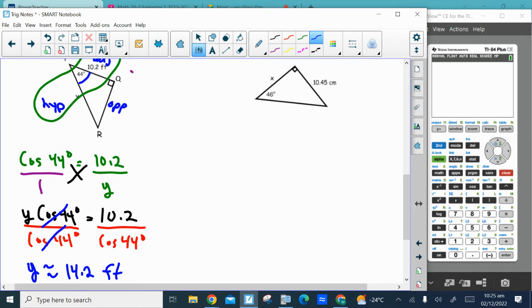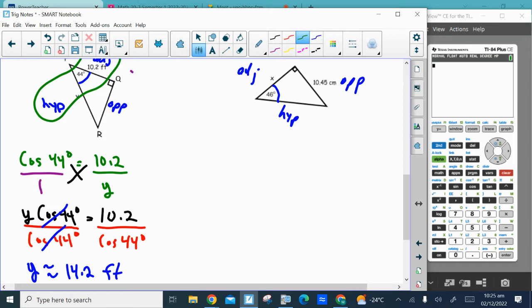Looking at the next one. First step, label the sides. Our right angle's at the top here. The side across from that is the hypotenuse. We're given this angle of 46 degrees, so we're going to use that. The side across from that is the opposite. It's opposite to or across from the angle we're using. The third side is the adjacent side. That's always our first step.